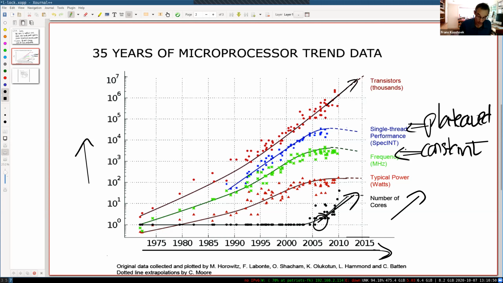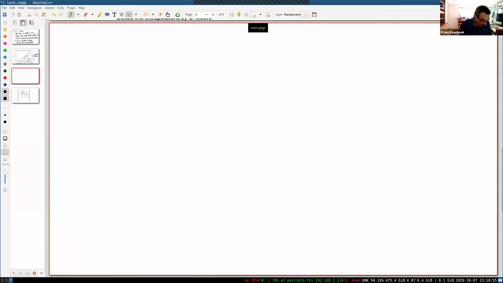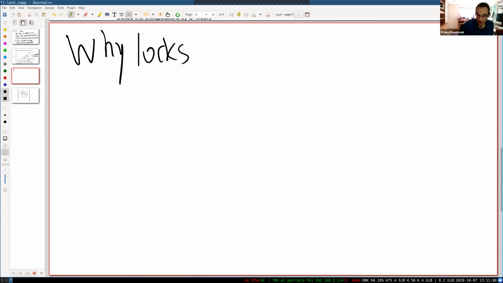Okay, I assume that you've seen some of these graphs before, but it's good to remind us what the starting point of all the discussion is. So why locks? I already hinted at this. They're there for correctness. If we have readers and writers accessing a shared data structure, the thing that goes wrong is that we want to avoid race conditions.